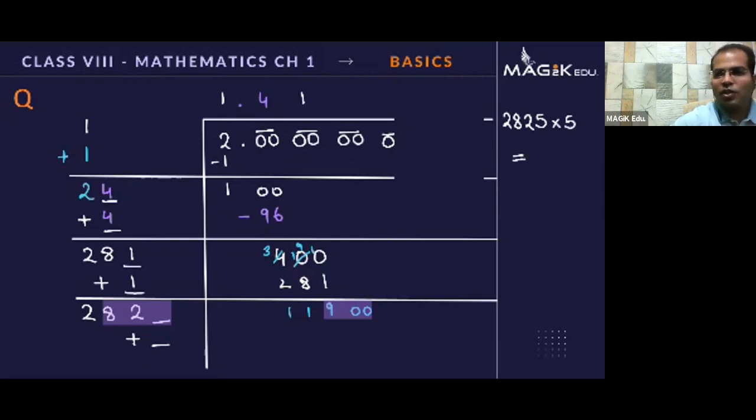5 5s are 25, 5 2s are 10, 12, 5 8s are 40 plus 1, 41, 5 2s are 10 plus 4, 14. ओ बड़ा हो गया. सो एक स्टेप पीछे ले लेते हैं.